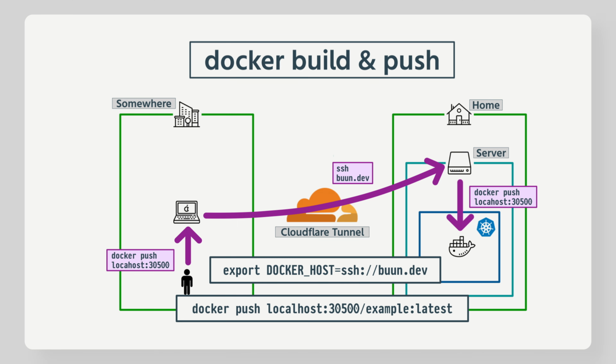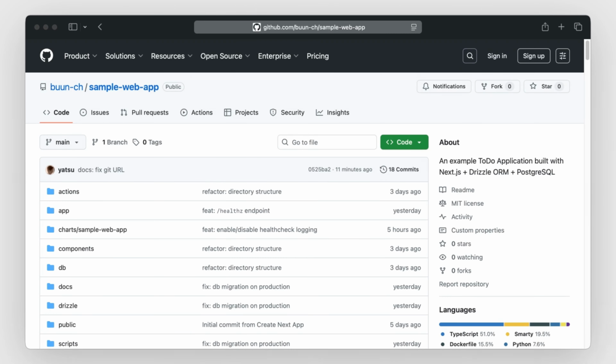I tag images with the prefix localhost:30500. That address works on my home server, both inside and outside the cluster. Pushes happen from the remote host's network point of view. If that host can reach the private registry, docker push succeeds even when my laptop can't reach it directly. Let's try it with an example.